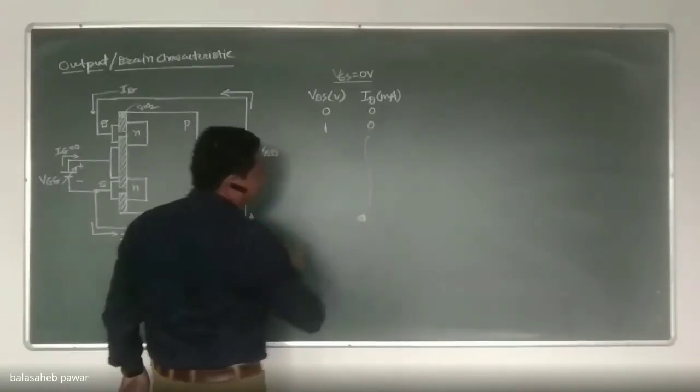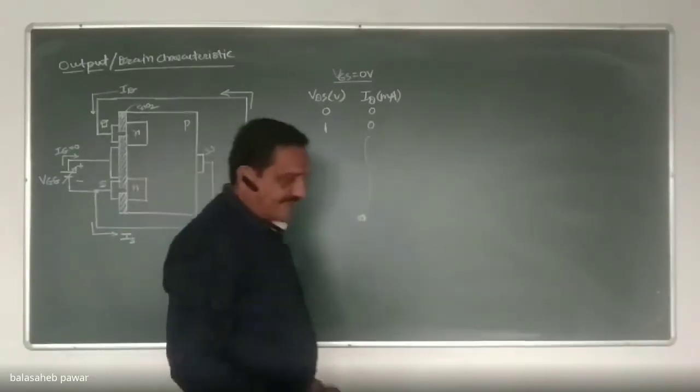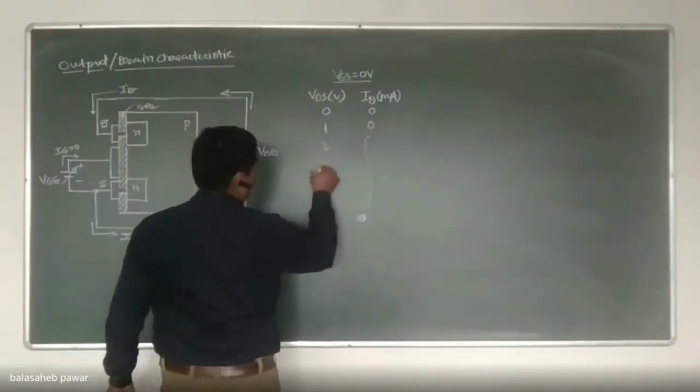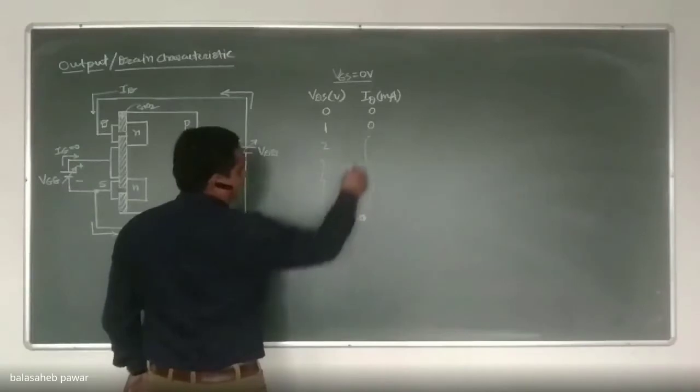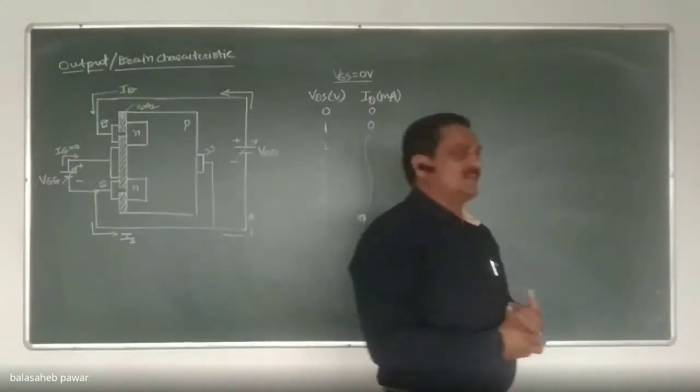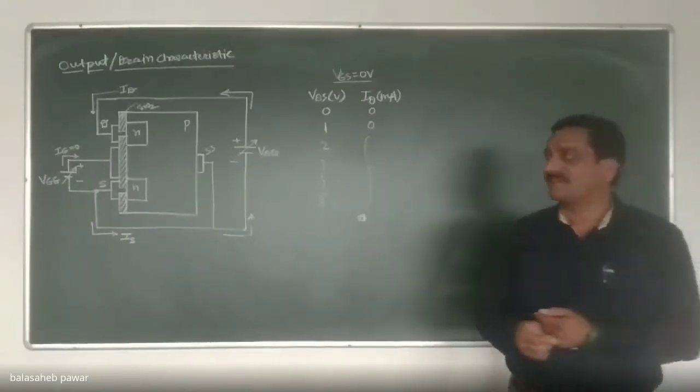Agree? Do you agree with this? Whatever the value of this VDS, like 2 volt, 3 volt, 4 volt, 5 volt, etc., that current, that ID, will remain 0 milliampere, right?